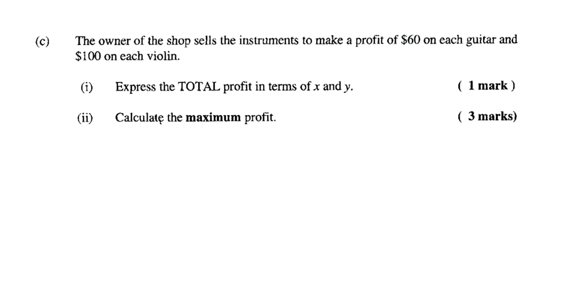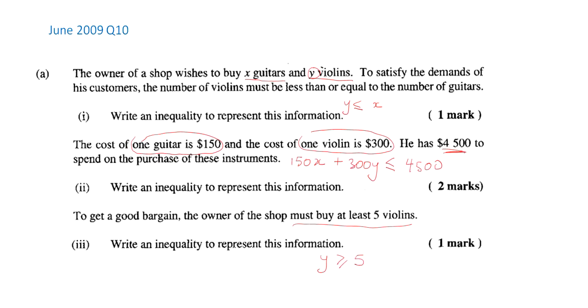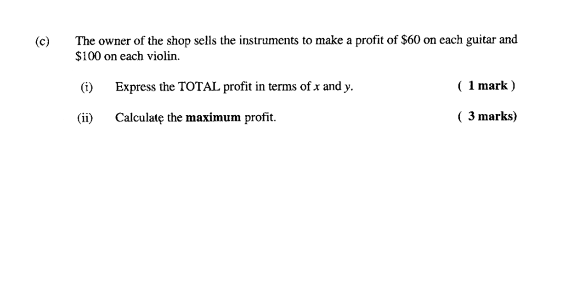What is the last part? The owner of the shop sells instruments to make a profit of $60 on each guitar and $100 on each violin. So which one is the guitar? Don't mix them up. The guitar is represented by X, and the violin is Y. Express the total profit in terms of X and Y. So the profit will be equal to 60X plus 100Y. Right? They gave us the 100 and the 60, and they want the maximum profit.